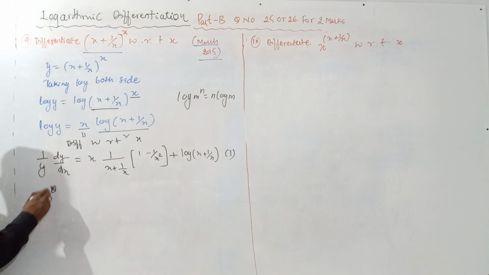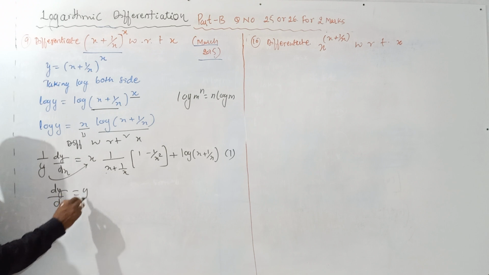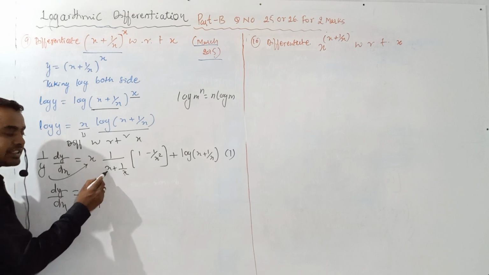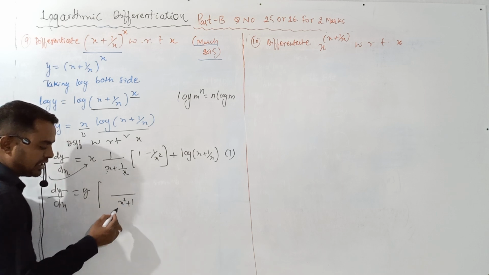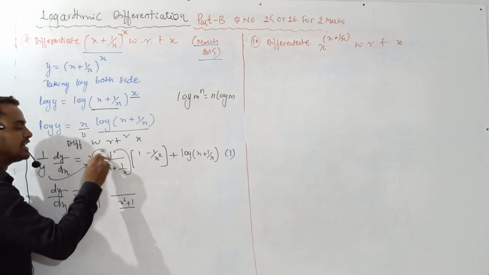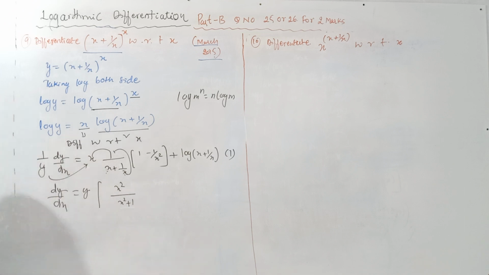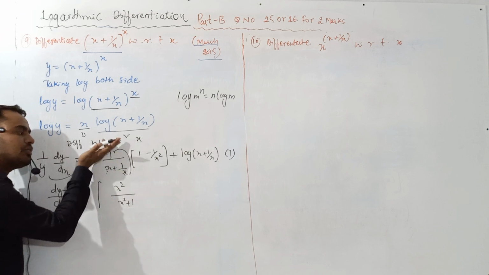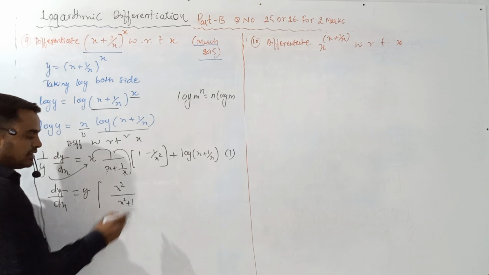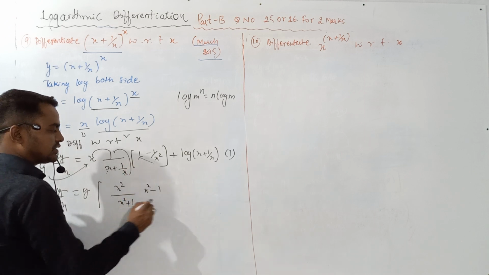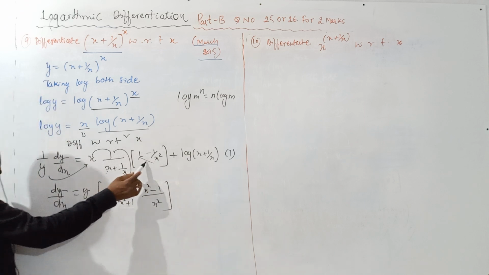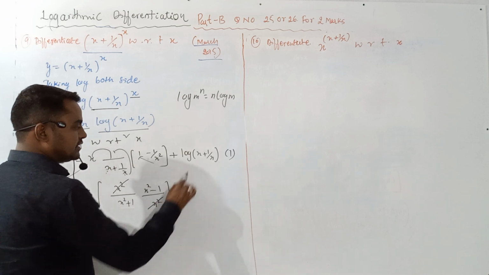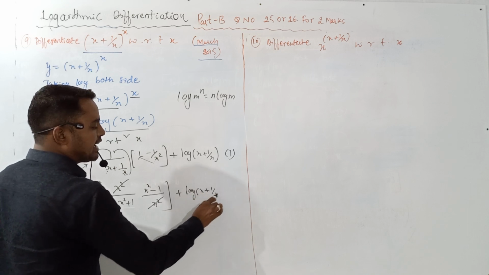Now remaining is simplification. That is dy by dx is equal to y into, y comes to the right side from the denominator to the numerator after transposing. x into x, x square plus 1 divided by x. Here x is the LCM, so x into 1, x into x, x square, x square minus 1 divided by x square. Solve this, x square cancels. Plus 1 into log of x plus 1 by x.